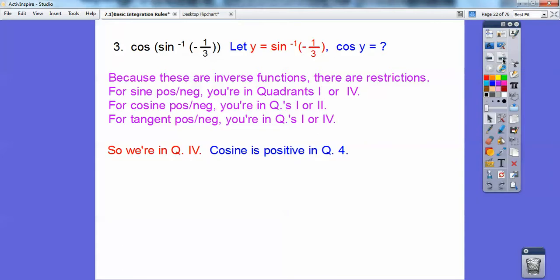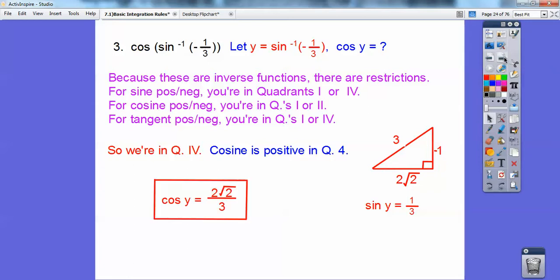Since we're dealing with arc sine and it's negative, I'm dealing in quadrant 4. Sine is negative in quadrant 4, so cosine is going to be positive. This is going to be a positive answer. So go ahead and set up your right triangle, and sine is opposite over hypotenuse. I disregarded the negative since cosine is positive, and then just get the cosine of that angle. That's supposed to be angle y right there. So the cosine of that angle is going to be 2 root 2 over 3.